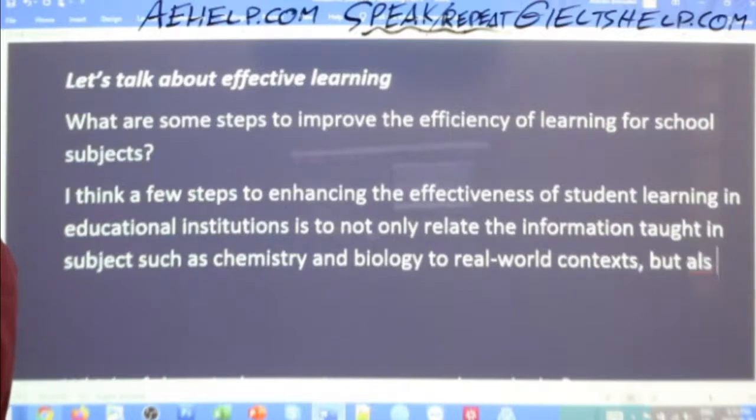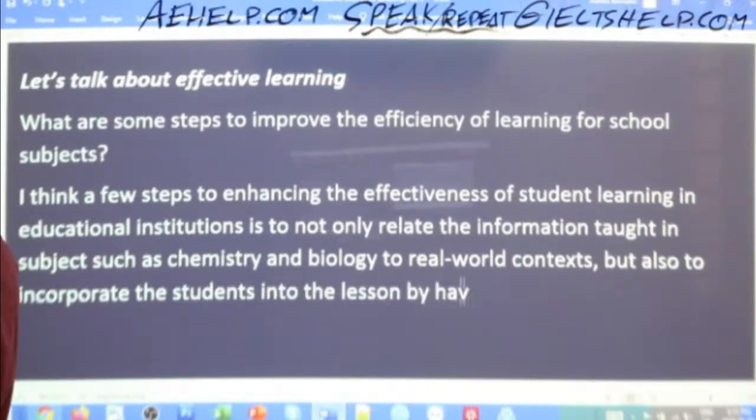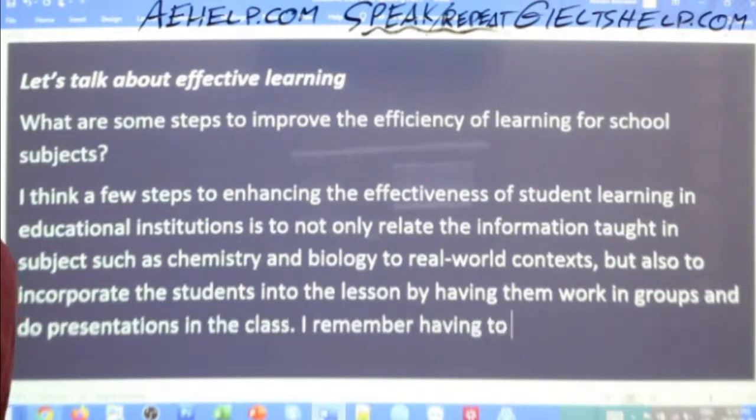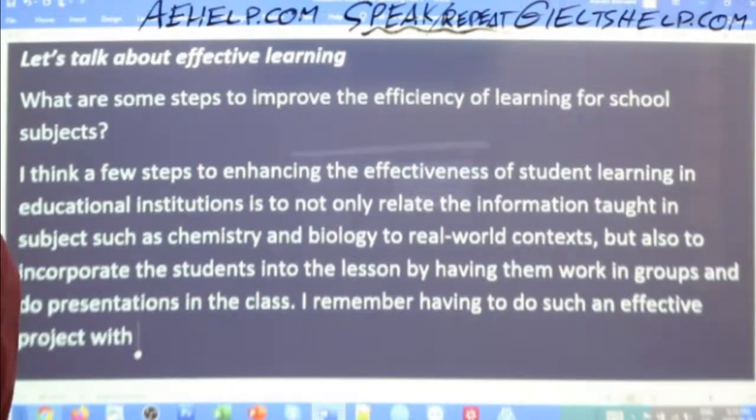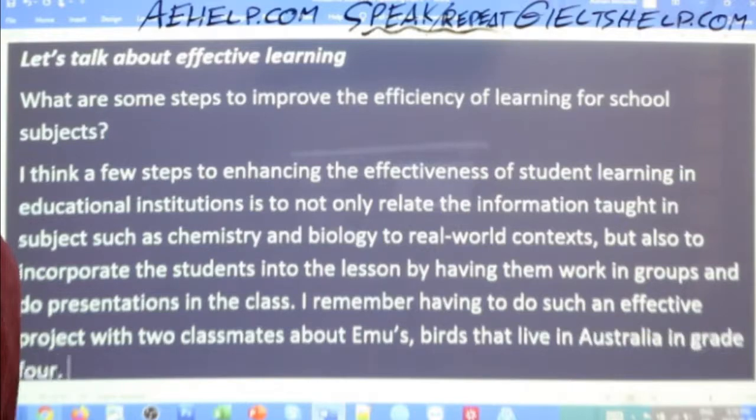but also to incorporate the students into the lesson by having them work in groups and do presentations in the class. I remember having to do such an effective project with two classmates about emus, birds that live in Australia, in grade 4. All right.